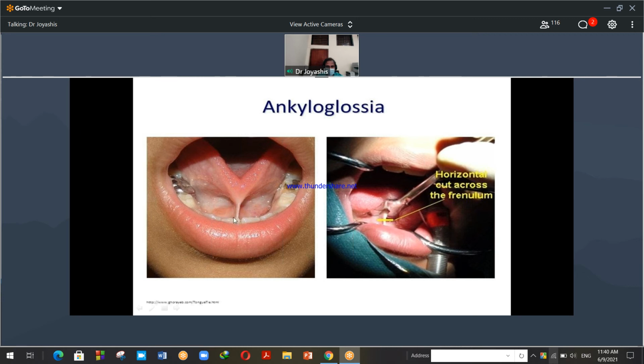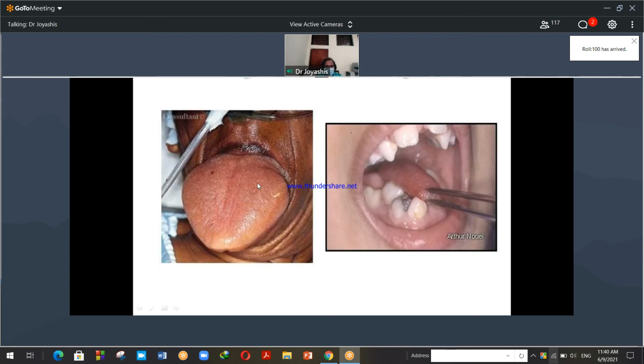This is ankyloglossia due to a short frenulum. This is the frenulum, this is the short frenulum. This is macroglossia, a large tongue. With macroglossia, there are developmental anomalies in the teeth.